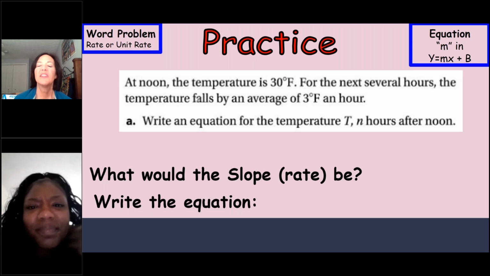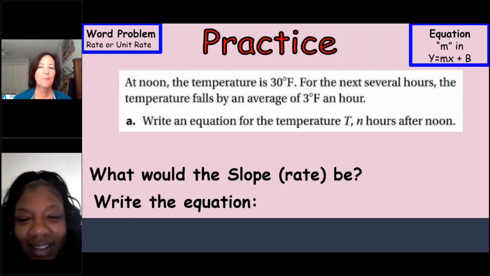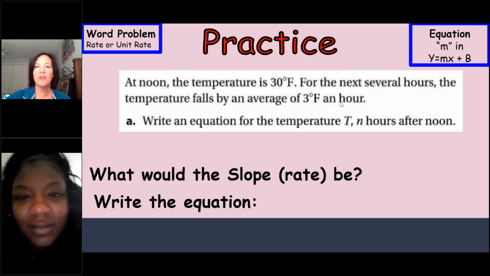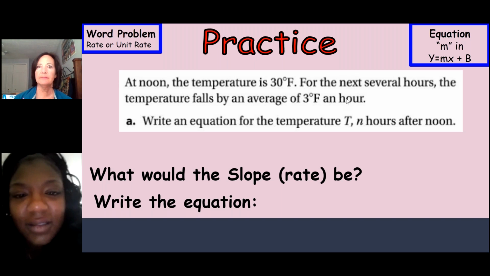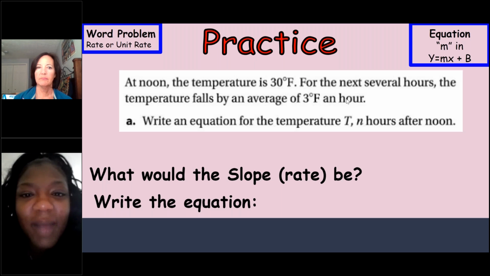What is the slope? For the next several hours, the temperature falls by an average of 3 degrees Fahrenheit. The slope is 3 degrees Fahrenheit an hour. You're close, but it's not quite 3. Read it again, starting at the words "for the next." So start right there and read the rest of that sentence. For the next several hours, the temperature falls by an average of 3 degrees an hour.